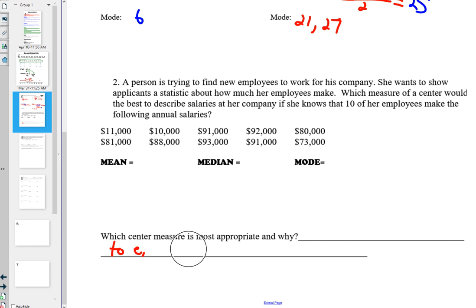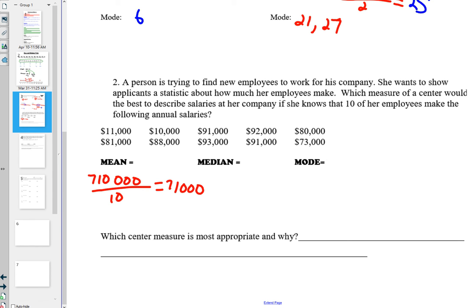But if you're the boss and you're trying to make it seem like you pay more, we've got to see which one will be better. Did anybody add these up already? I did. What did they add up to? You didn't add them up? You can write it down. I think it's 710,000, divided by 10 because there's 10 of them. So that would be 71,000 is the mean.